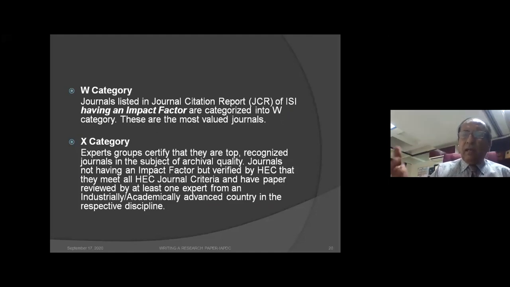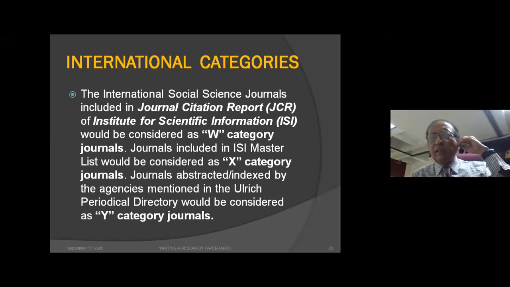So that is the categorization of HEC, but there are international categorizations also, like journal citation report called JCR published by Institute of Scientific Information of USA. It is called Web of Knowledge. So it has its classification as W category. Journals included in ISC master would be considered as X category journals. And third is the journals abstracts mentioned in the old periodical directory. If they are cited in those, then Y category. They don't talk of Z category. Higher Education Commission has defined four, and internationally there are three categories.